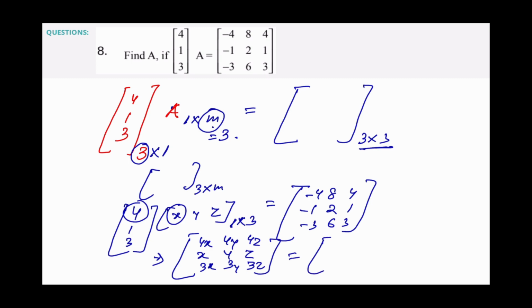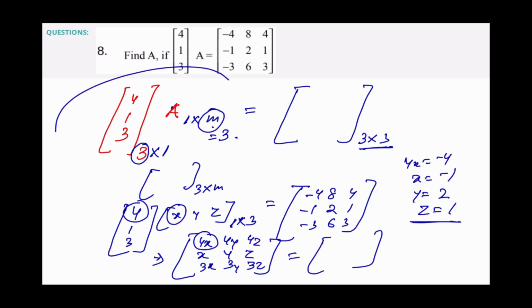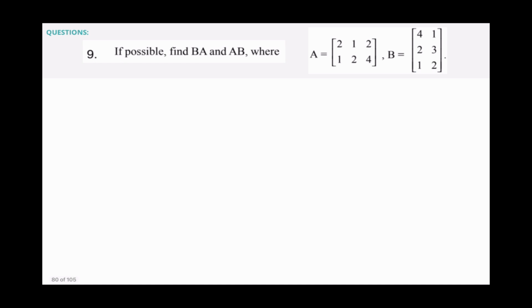Now just solve one only, any one. So 4x equal to what? 4x equal to minus 4. So x equal to what? Minus 1. In the same way, y is equal to 2, and z is equal to 1, just from the 1 1. Done. So this is pretty simple. The only part is you have to be a bit careful on this part. Okay, let's see the next question.